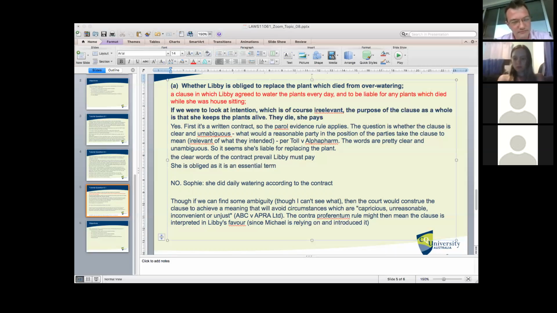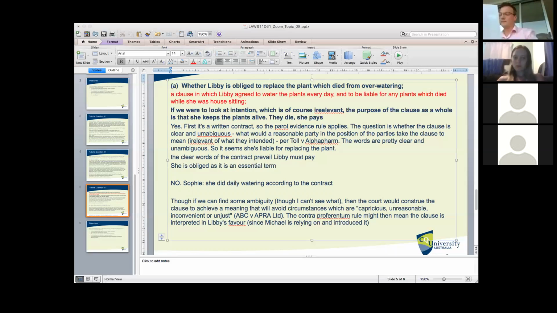Okay, thank you, Martin. So the answer is as stated by the rest of the class: Libby is liable to replace the plant, because we only apply the rules of construction of contracts if there's some ambiguity in the contractual promise of one of the parties. In this case, it's quite clear. There is nothing ambiguous in the statement that Libby has undertaken to be liable for any plants which would die while she was house sitting.